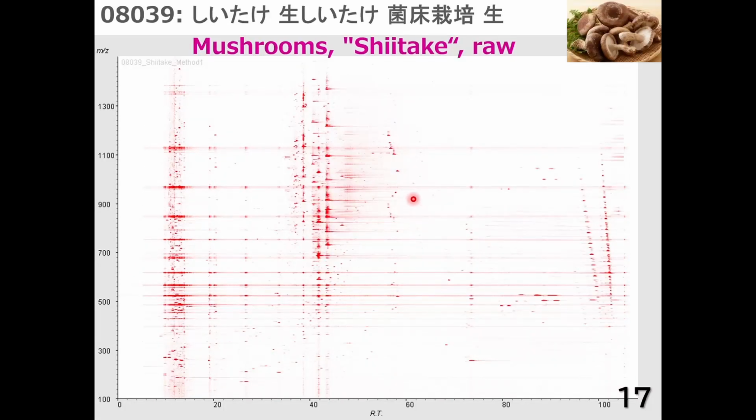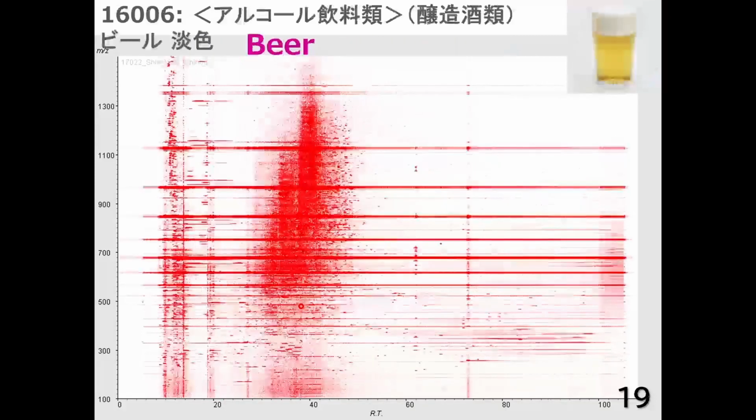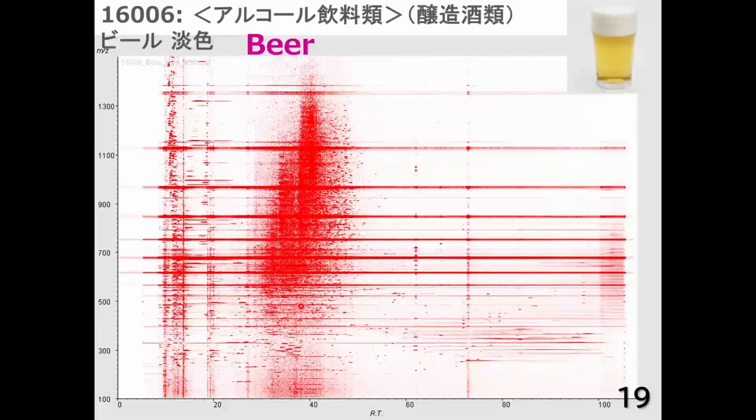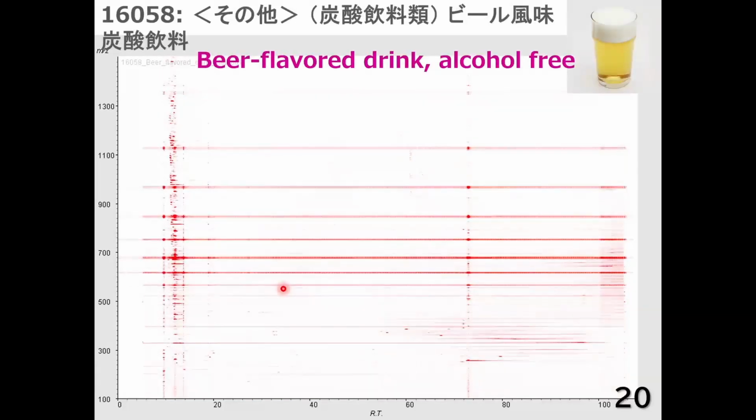This is also observed in mushroom soup stock. This is the profile of raw mushroom, and this is soup stock made of shiitake mushroom, very, very complex. Such a complex composition of compounds is also observed in processed food such as beer. But in the case of alcohol-free beer, almost nothing. As shown here, there is a very big diversity of compound profiles among the things around us.